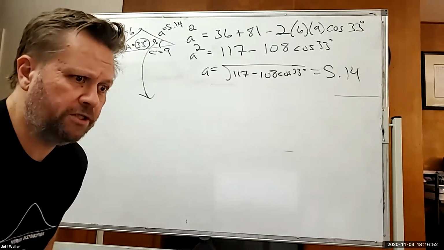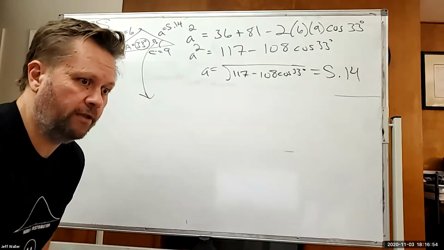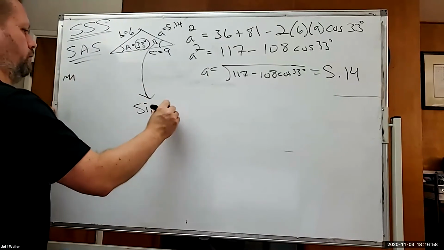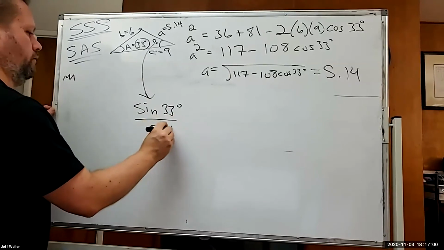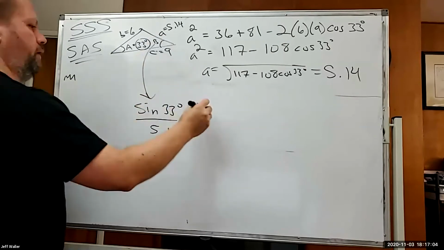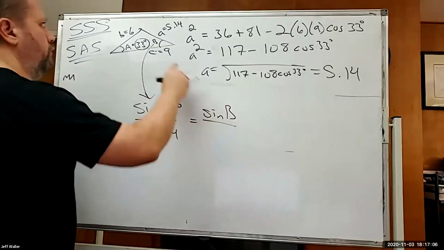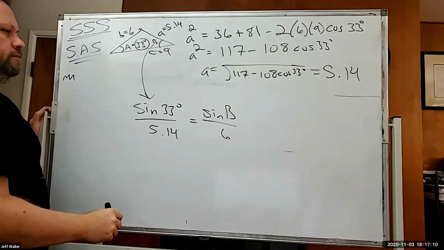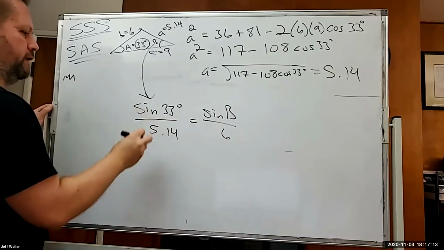What ratio can I fully create for law of sines? Sine of 33 degrees over 5.14. And then I can do the sine of B over 6. So this isn't too bad. Multiply by 6, take an inverse sine.